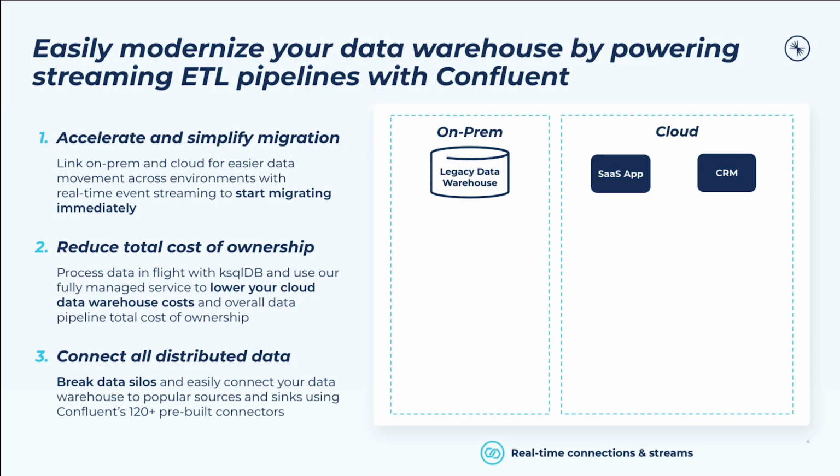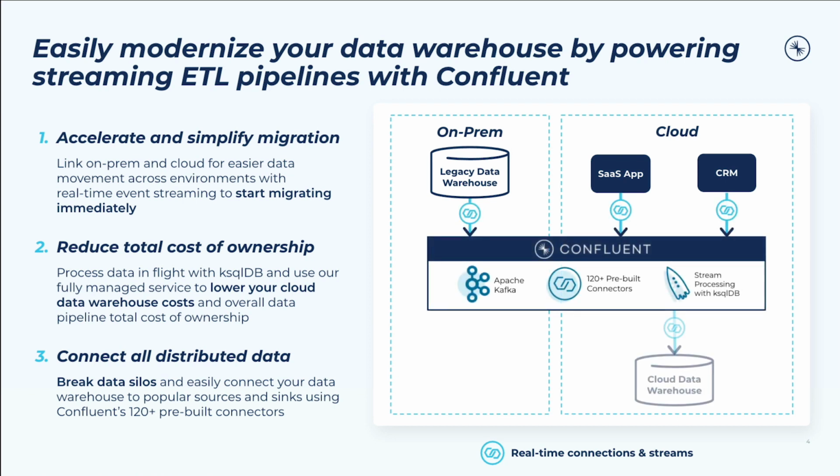Modernizing your data warehouse doesn't need to be this long and arduous journey. With Confluent, you can start migrating immediately by linking across on-prem and cloud environments with real-time event streaming. Now, you'll usually generate more data than you need to analyze, but Confluent can help you reduce your cloud data warehouse spend by processing that data in flight with ksqlDB. Finally, our Data in Motion platform has a rich ecosystem of pre-built connectors to help you break data silos and connect your distributed data sources across the organization.